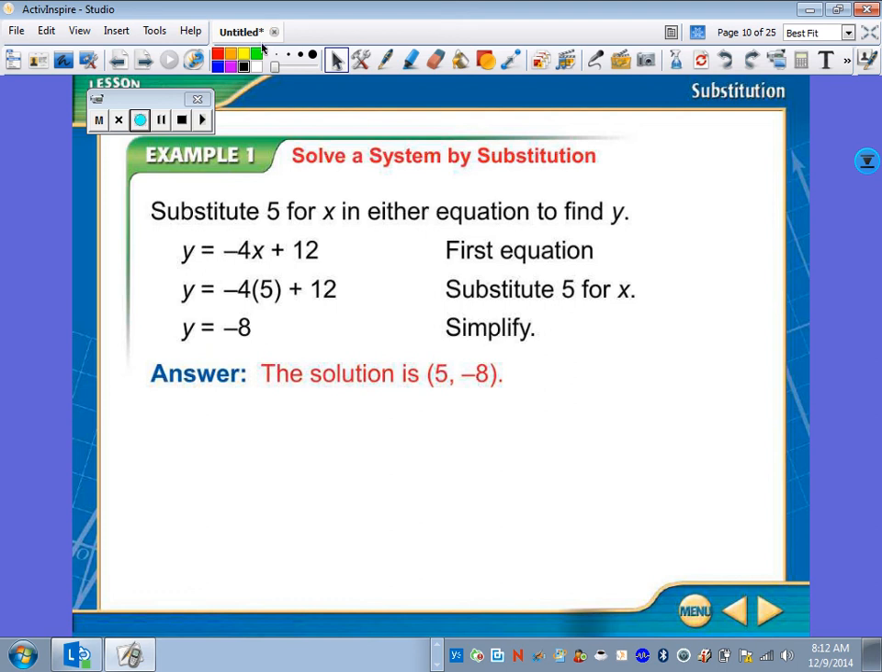Now, at this point, rather than going straight to the next example, I want to do a couple of problems with you. So I'm going to show you that. I'm going to pause for just a second.